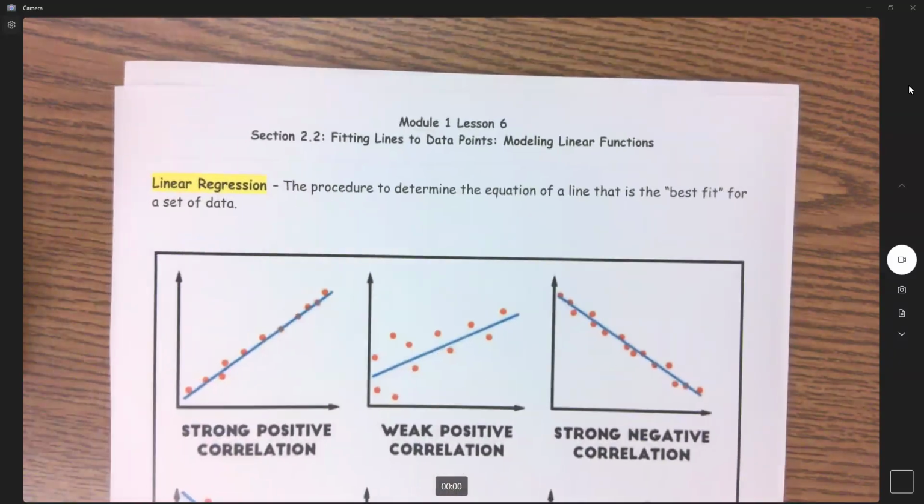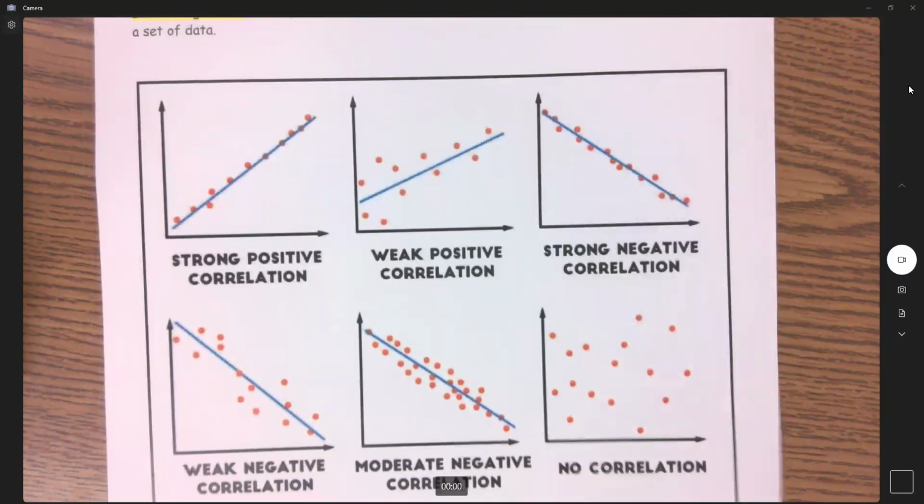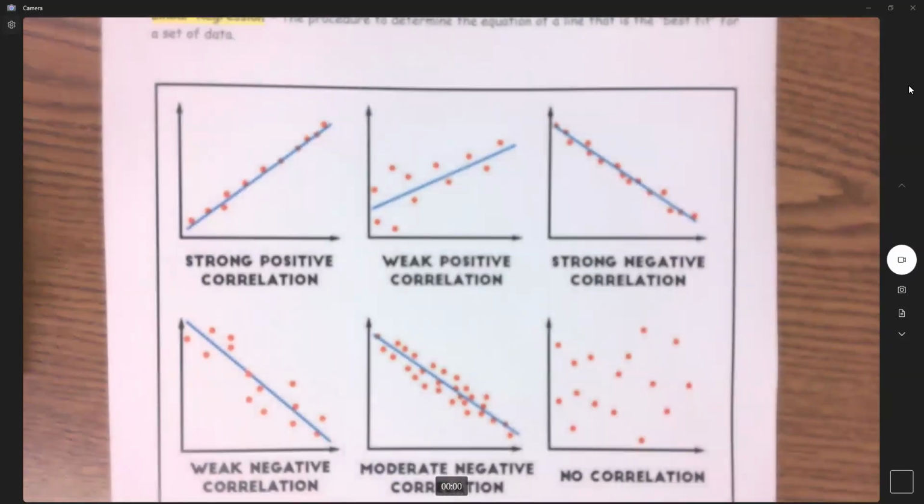In this intro video, I want to go ahead and just go to the next page. And let's have an introduction to linear regression. Your definition of a linear regression is the procedure to determine the equation of a line that is the best fit for a set of data. So here's some examples of that.